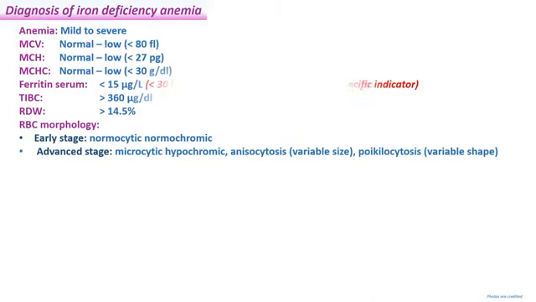Diagnosis of iron deficiency anemia. Anemia is usually mild to severe. MCV normal to low, low means less than 80 femtoliter. MCH normal to low, low means less than 27 picogram. MCHC normal to low, where low is less than 30 gram per deciliter. Serum ferritin usually less than 15 microgram per liter. If it is less than 30, it indicates iron deficiency, but when it is less than 15, it is a specific indicator. Total iron binding capacity more than 360 microgram per deciliter.